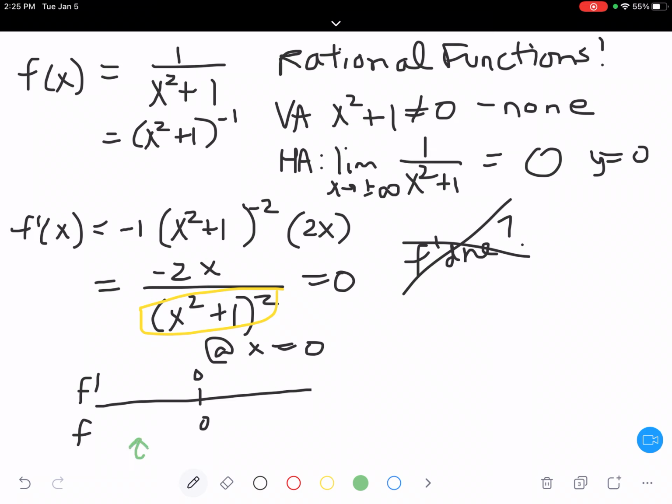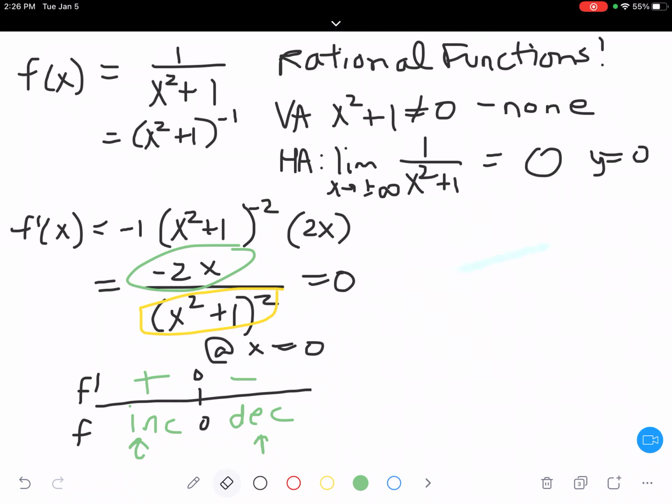So if I plug in a negative number, less than 0, negative 2 times a negative number is a positive number. And if I plug in a positive number, negative 2 times a positive number is a negative number. That means my function has to increase before 0 and decrease after 0. So we're going to be increasing from negative infinity to 0 and decreasing from 0 to infinity. That means I have a local max at x equals 0.